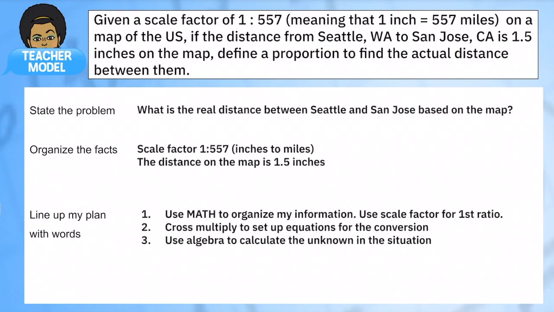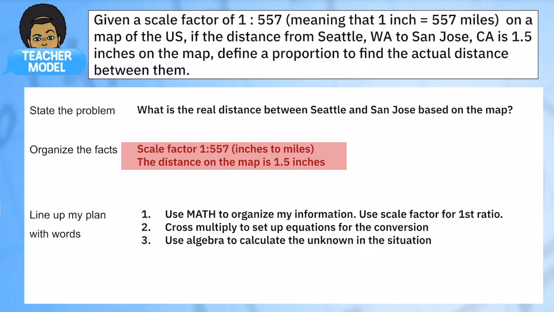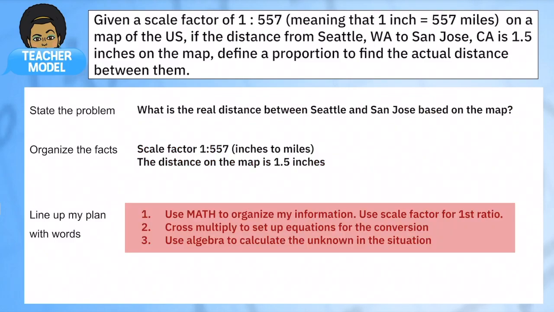And so here's our problem. We want to know what is the real distance between Seattle and San Jose on the map, and we're going to define that proportion. You're going to see the rate. We know our facts. We know what the scale factor is, and we know that on the map it is 1.5 inches. And here's our plan. It's the same one we've been using this whole time. Use math. We're going to use the scale factor for the first ratio, and we're going to cross multiply to figure out the conversion. And then we're going to just use our algebra skills to calculate the unknown in the situation.